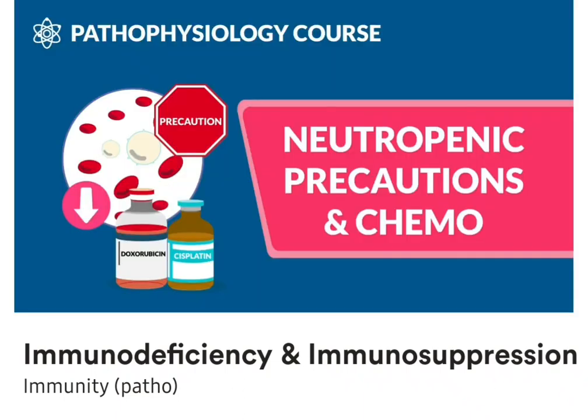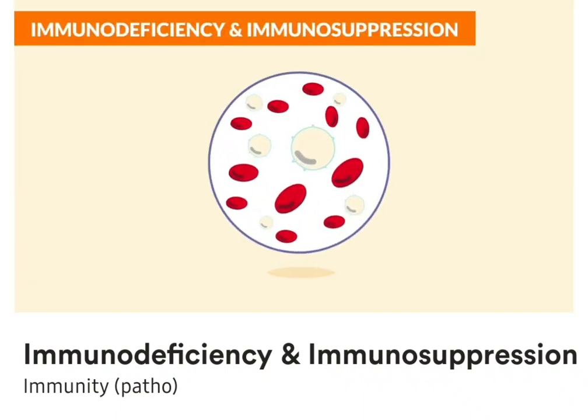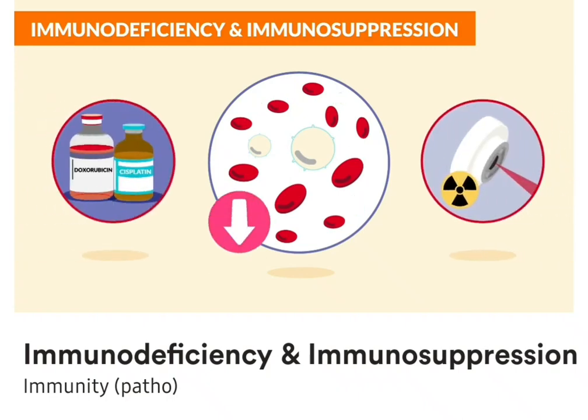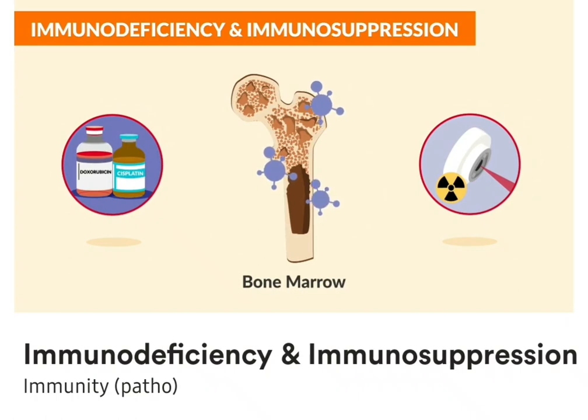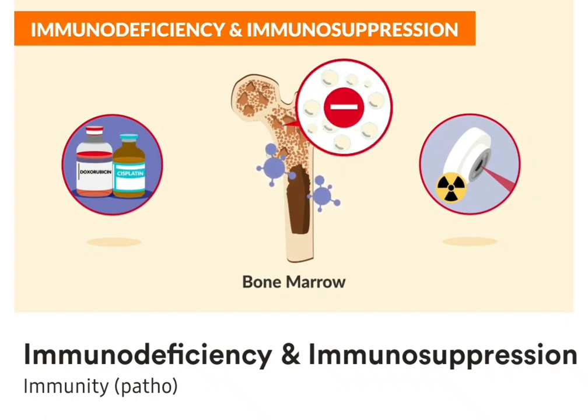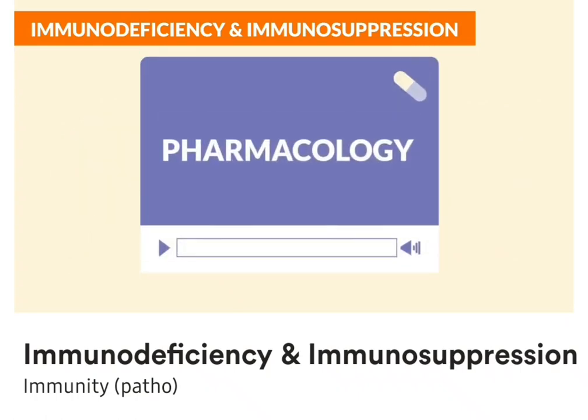Now for neutropenic precautions. Again, neutropenia is the very low WBC count. This happens with chemo and radiation, where bone marrow is suppressed, which suppresses the production of RBCs. So let's play a segment from our chemotherapy pharmacology video.